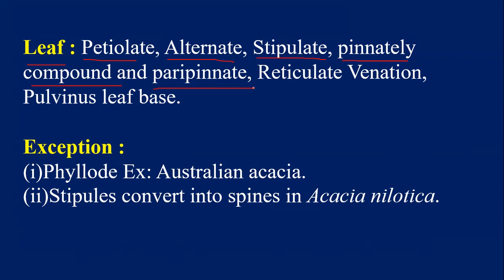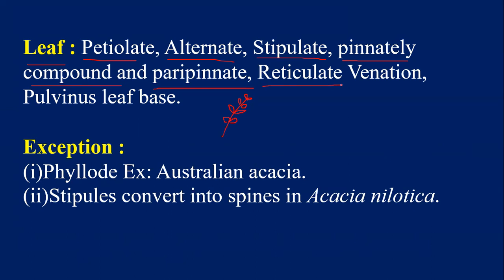So that may be paripinnate. What is the meaning of paripinnate? The main axis with leaflets ending at the tip with pairs. Mostly at the tip of the compound leaf, how many leaflets are present? If there are 2, it is called paripinnate. In case the compound leaf ends with a single leaflet, it is called imparipinnate.